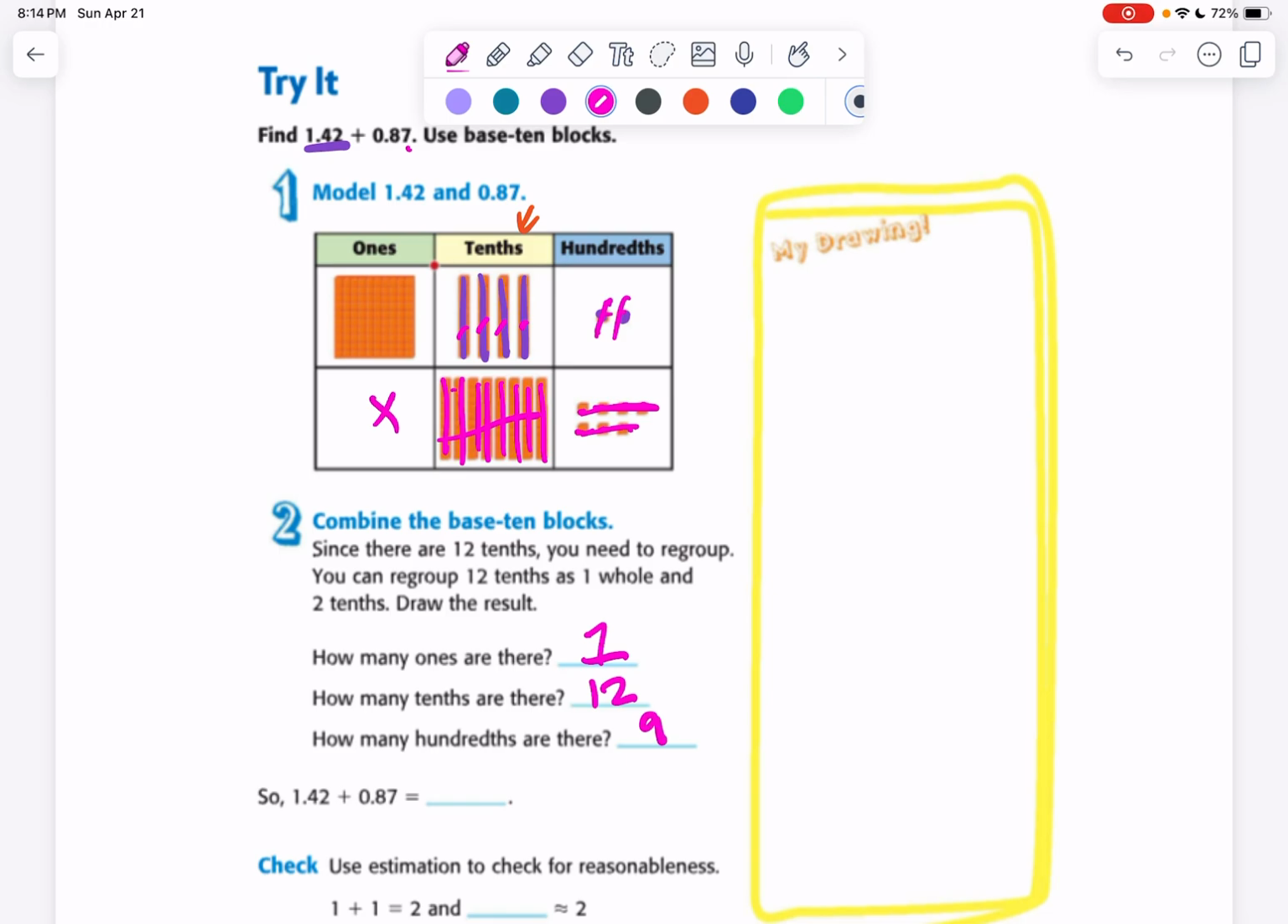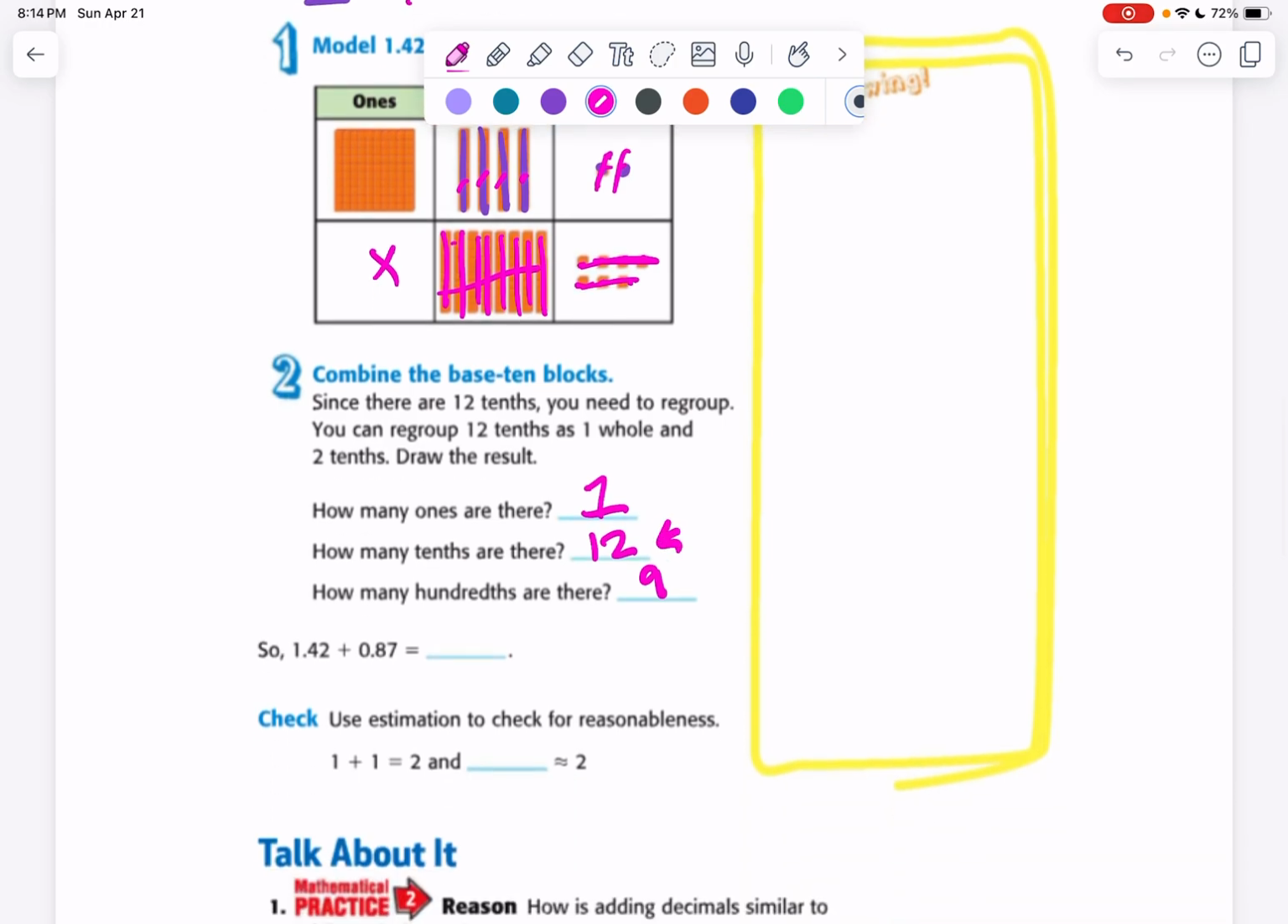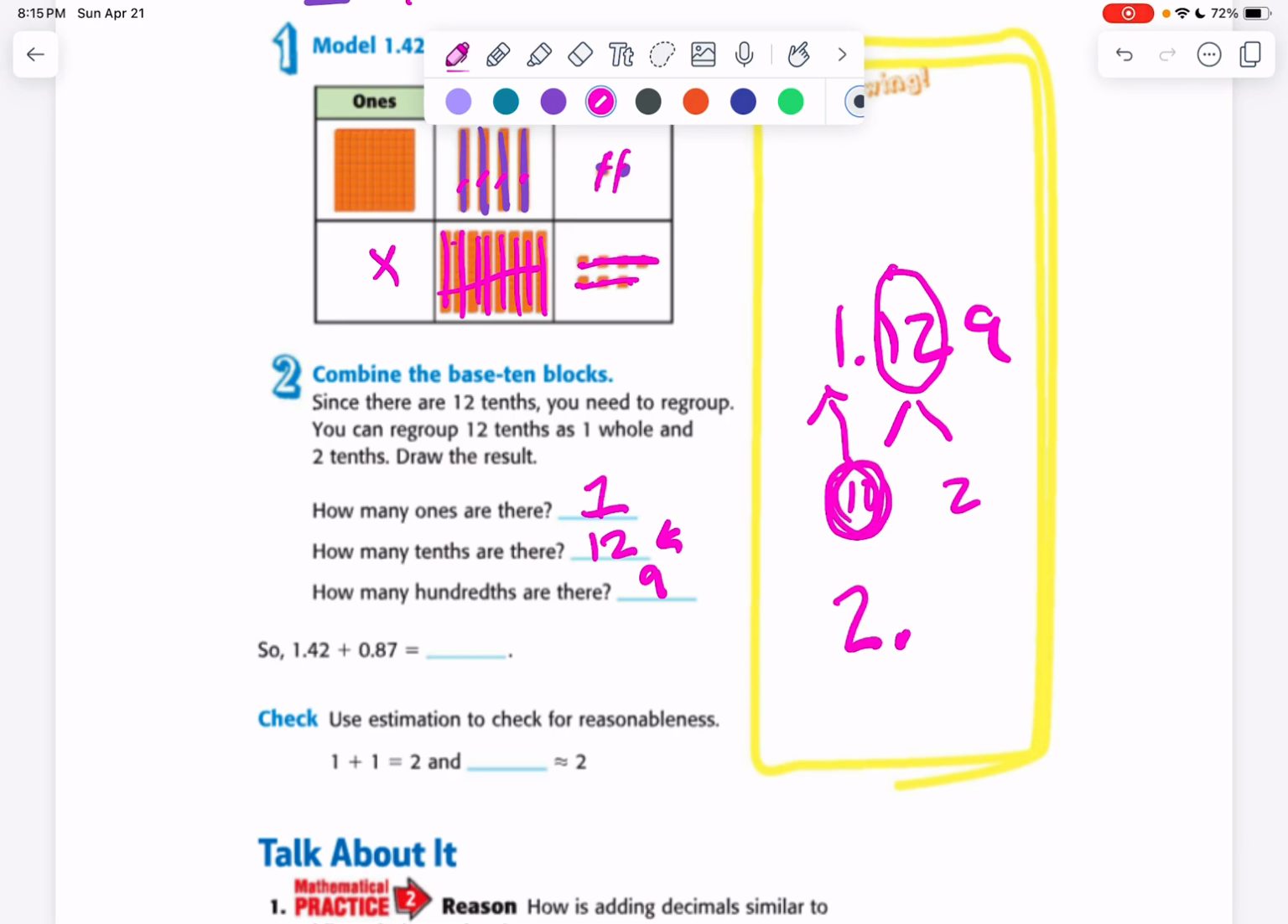So here's where it gets tricky. These 12 tenths, we can't write 1.129. That just isn't right. So we have to regroup this. We can regroup it into a group of 10 and a group of 2, right? And we'll take this 10 because that's really a whole and move it over to here, and that makes 1 plus 1 more whole is 2, right? And then we have this left, 2 and 9, okay? So the answer to 1.42 plus 0.87 is 2 wholes and 29 hundredths.